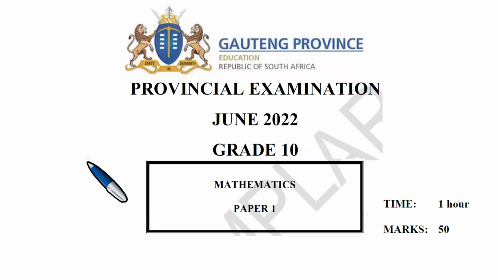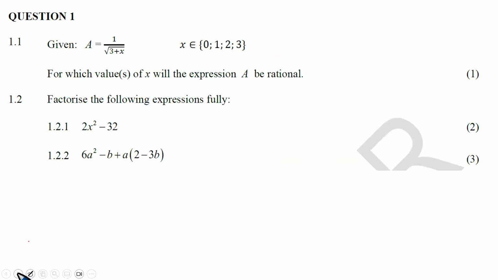In this lesson, we shall focus on the grade 10 mathematics paper 1, a provincial examination that was written in June 2022 in the Gauteng province. It was written out of 50 marks in 1 hour. Right, and we go through the paper together right now as follows.